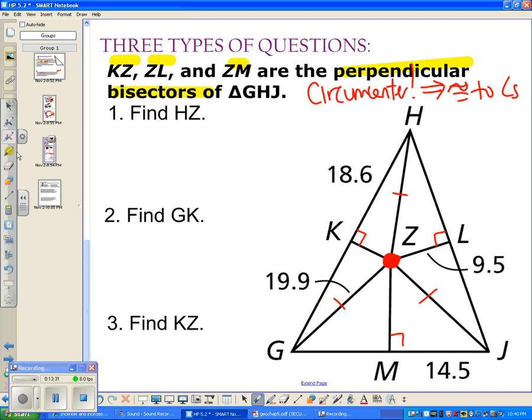Okay, I got my perpendicular. What else can I conclude if they're perpendicular bisectors? Well, I know that K is going to be a midpoint. So this side is going to be congruent to this side, and I can do that with all the sides.